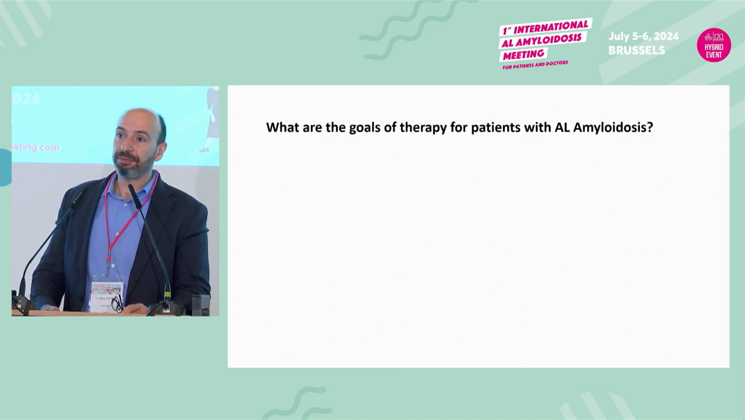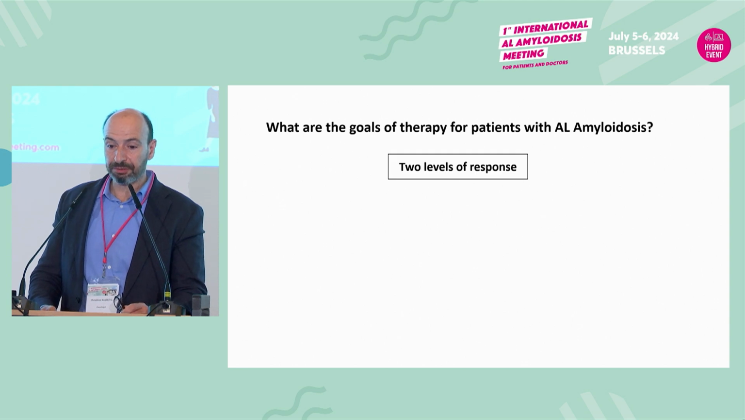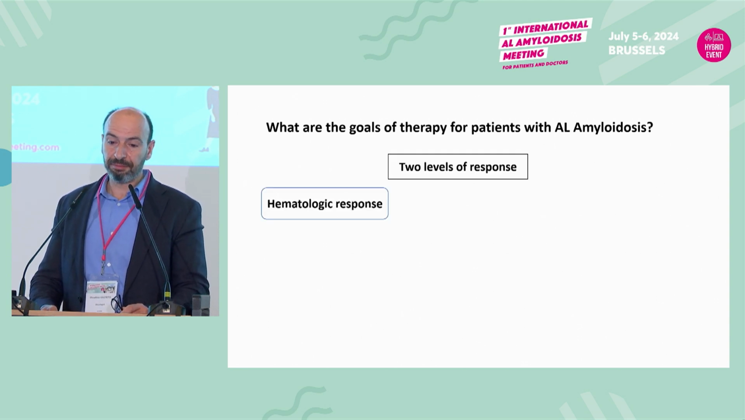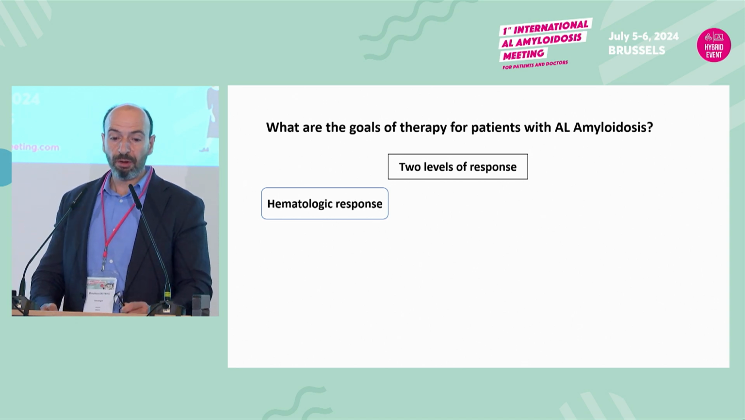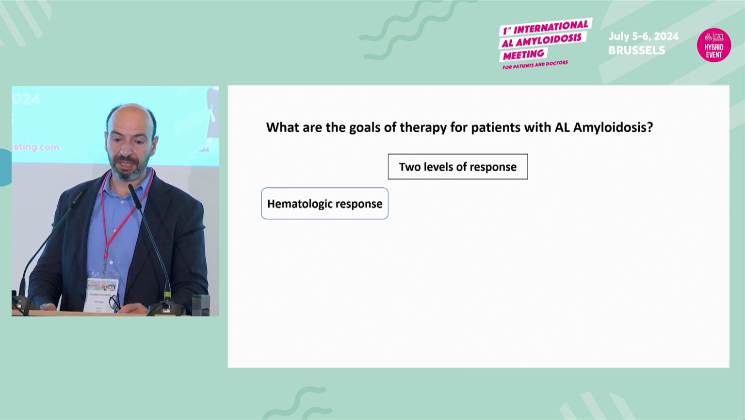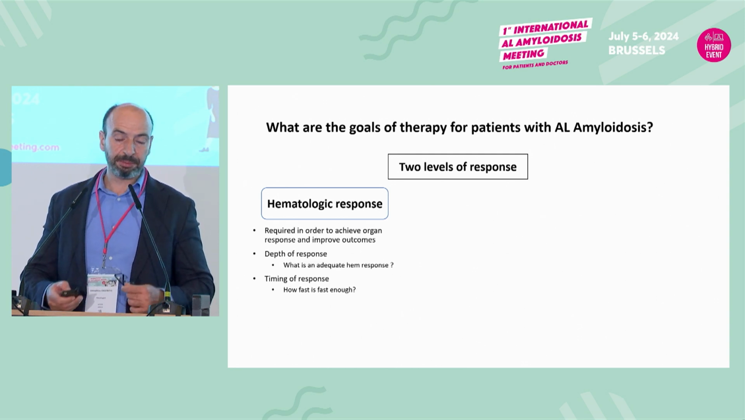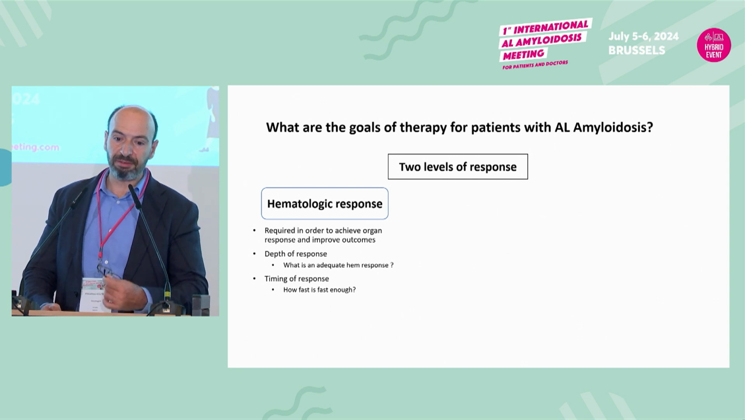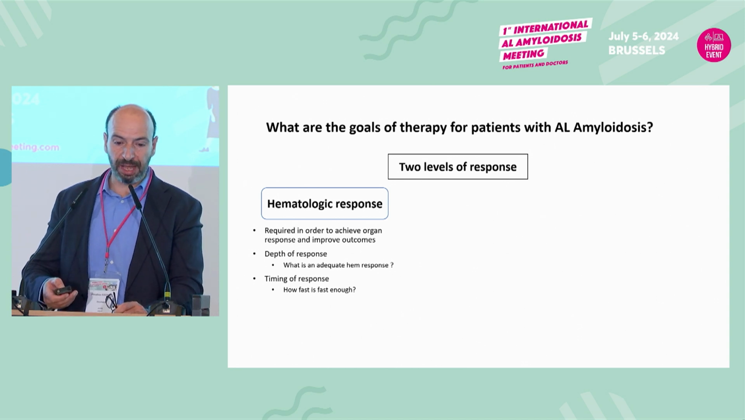We have to remember, first of all, what are the goals of treatment for our patients with AL amyloidosis. We have two levels of response. The first level is the hematologic response, the reduction of the free light chains, of the toxic immunoglobulin that causes the disease. And we require a deep hematologic response in order to have a meaningful organ response and improvement in the survival, in the symptoms, and the quality of life.